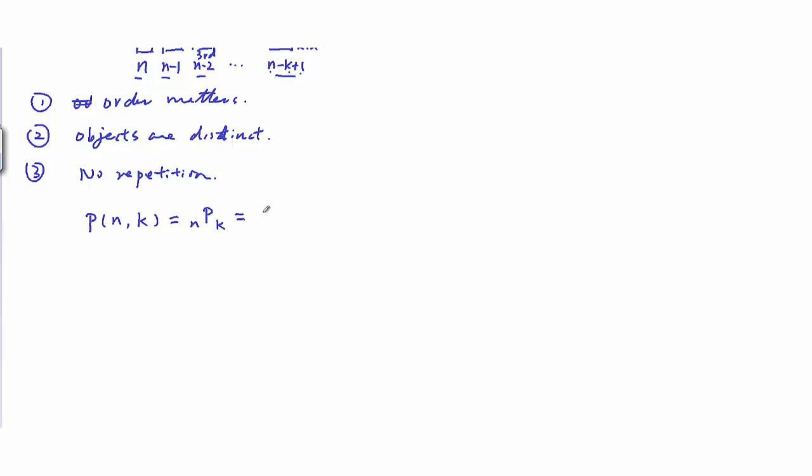And then the calculation will be n times n-1 times n-2 down to n minus k plus 1. So you will have k numbers here, because for k spots, k consecutive integers start from n and then go down consecutively for k numbers, and that ends with n minus k plus 1.